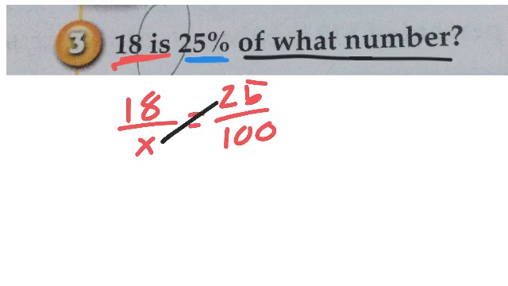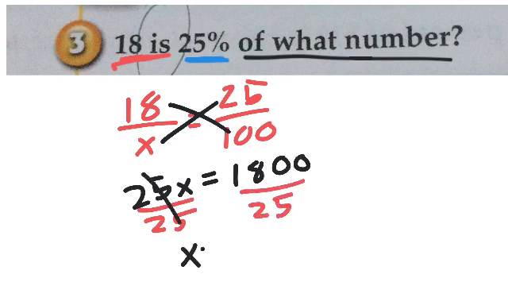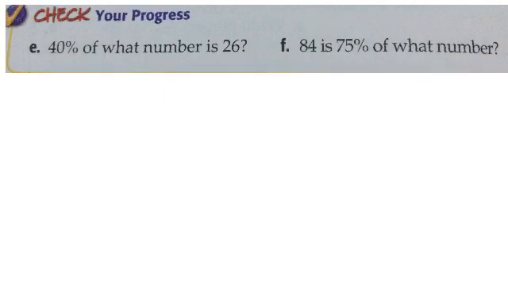Fraction equal to a fraction, cross multiply, set those equal. 25 times x is 25x. 18 times 100 is 1800. Now x is being multiplied by 25, so I need to divide by 25 on both sides. And when I do that, that gives me x equals 72. So 18 is 25% of 72. Okay, you try these two. So pause the video, see if you can do them. Then I'll work them out.